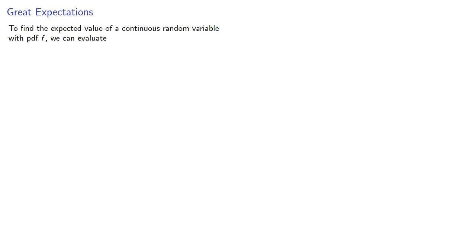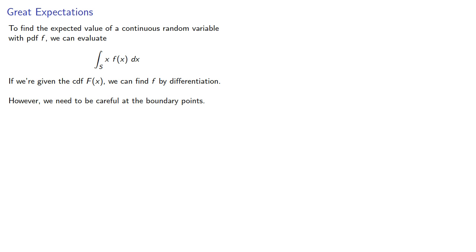To find the expected value of a continuous random variable with PDF f, we can evaluate the integral over the sample space of x f of x. If we're given the CDF, we can find f by differentiation. However, we need to be careful at the boundary points.